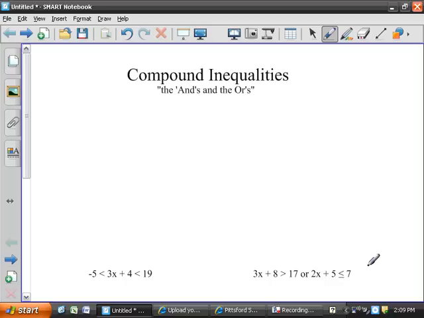So we're looking at compound inequalities now. There are two types of compound inequalities: the and compound inequalities, and the or compound inequalities. And they look very different.